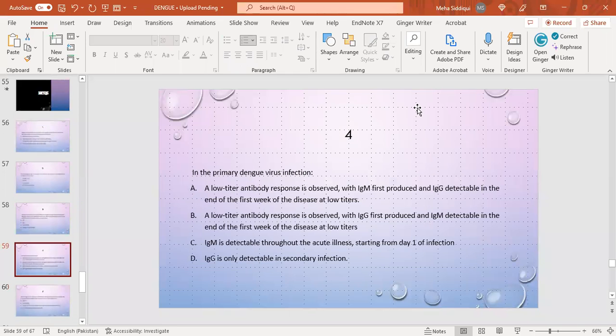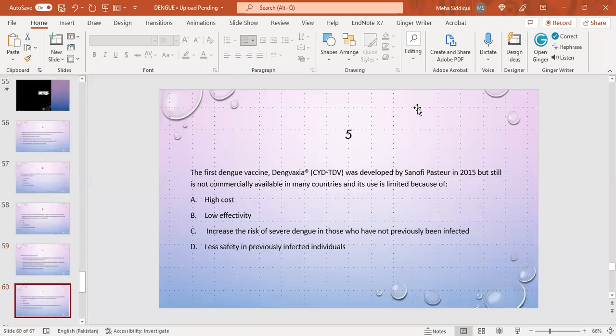MCQ number 4. In the primary dengue virus infection, a low titer antibody response is observed with IgM first produced and IgG detectable at the end of the first week of illness at low titers. A low titer antibody response is observed with IgG first produced and IgM detectable at the end of the first week of the disease at low titers. IgM is detectable throughout the acute illness starting from day 1 of infection. IgG is only detectable in secondary infection. A. Yes, A is the right option.